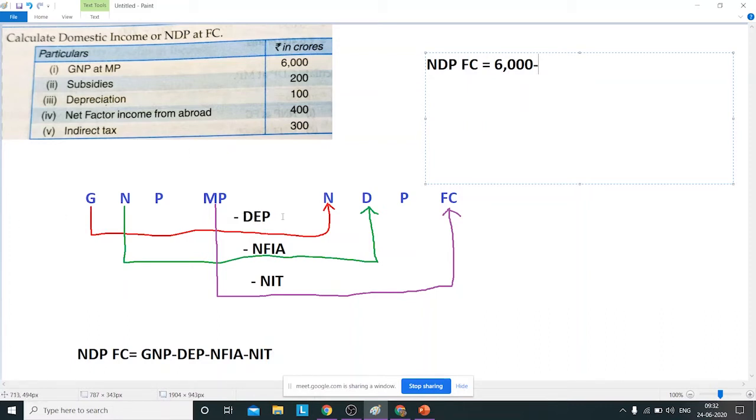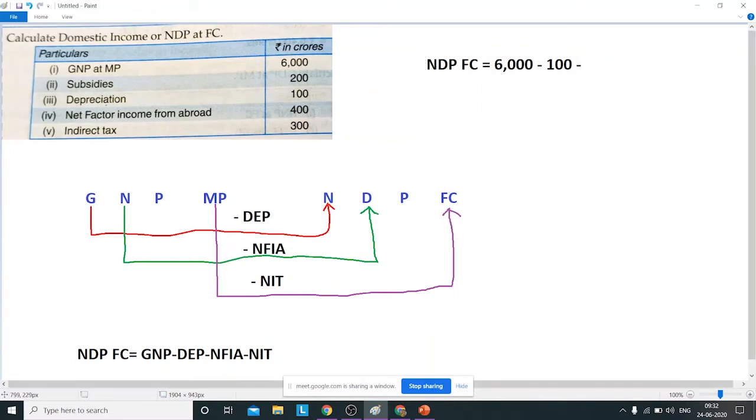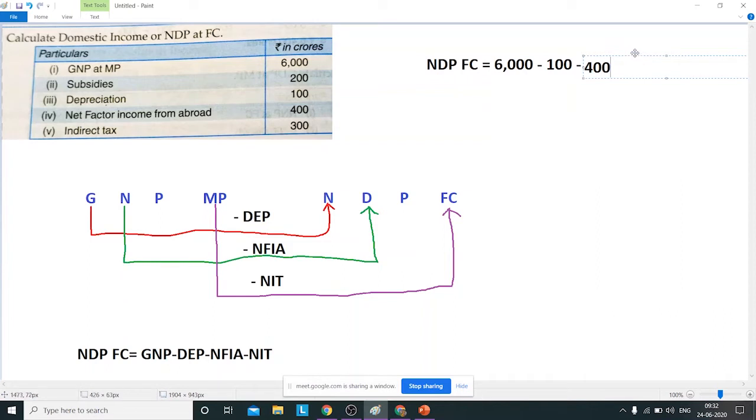Is depreciation given in the question? Yes, Sangeet, is it given? Yes, how much is the value? 100, minus 100. Then minus NFIA is given. Net factor income from abroad. It is given, right? How much it is? 400, minus 400. Then what else we have to write there? One more term is there, right? Minus NIT. How much is NIT? Net indirect taxes are given here. The term net indirect taxes is given.